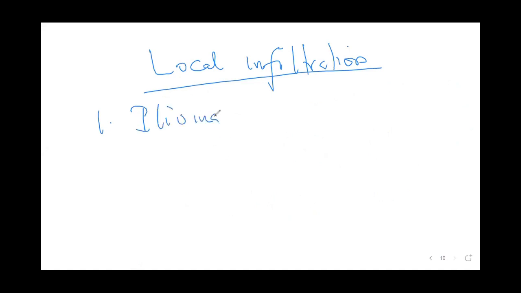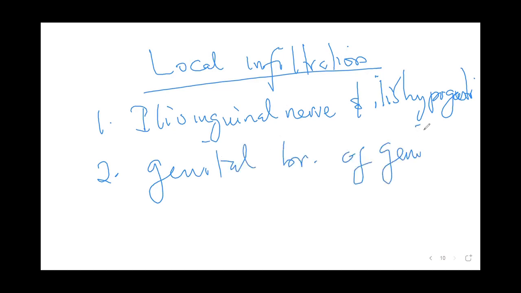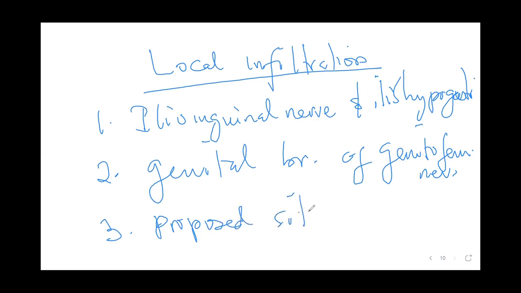1, ilioinguinal nerve, and ilio-hypogastric. They are the same. They follow the same route. 2, you want to block the genital branch of the genitofemoral nerve. And 3, your proposed site of incision. Okay, where you will make your incision, these are the sites you block.